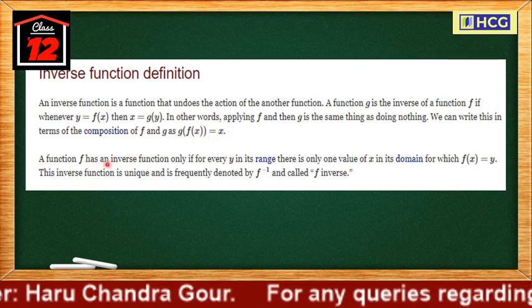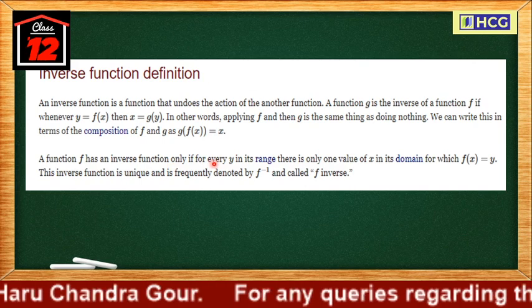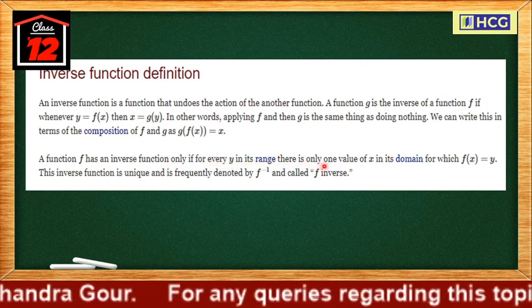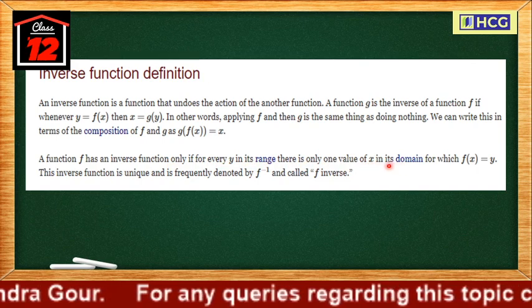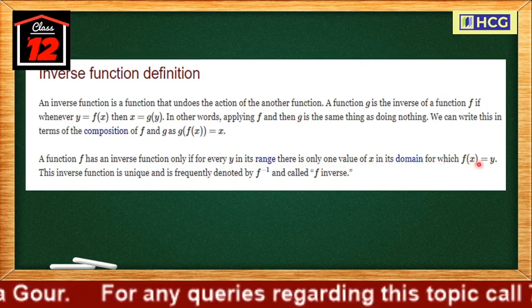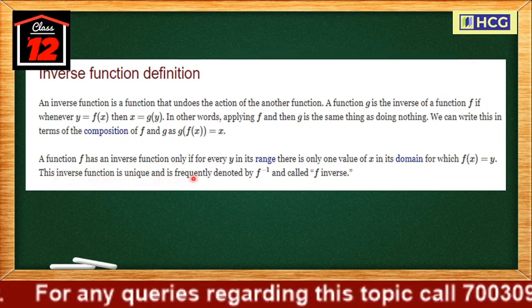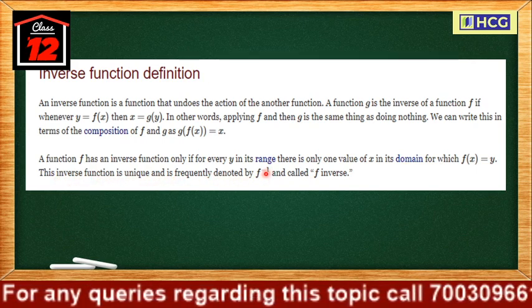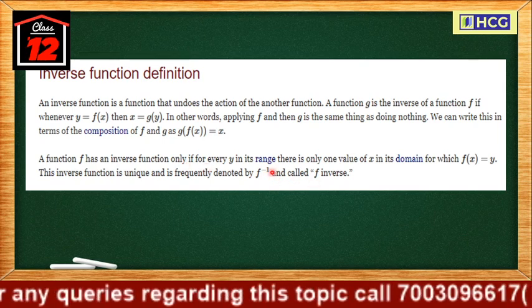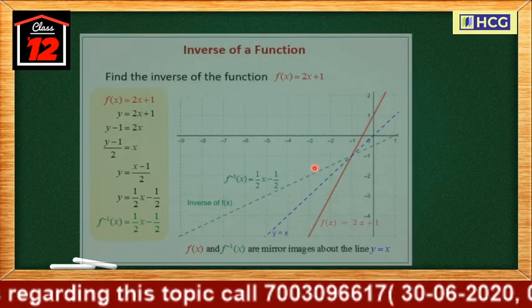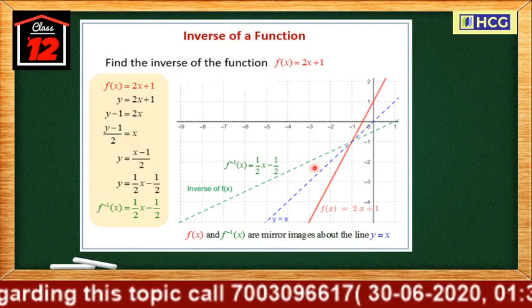A function f has an inverse function only if for every y in its range there is only one value of x in its domain for which f(x) equals y. The inverse function is unique and frequently denoted by f inverse. If the function is bijective, then the inverse of the function exists. Now an example of an inverse function.